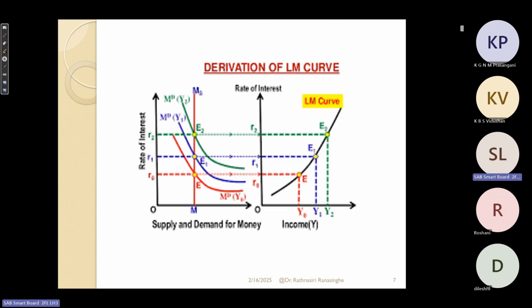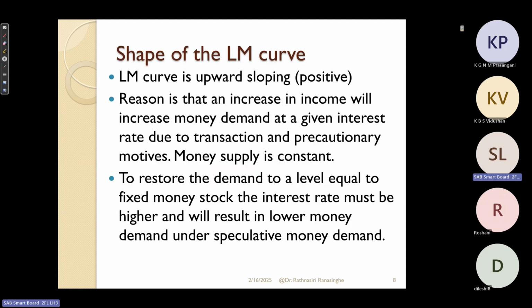Right. So now we derived the IS curve, right? I think it's clear. So you must be able to explain the slope, the positive slope. And how we derive the LM curve, that's also very important.